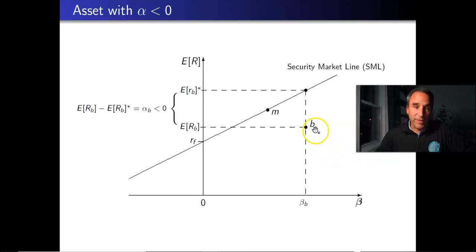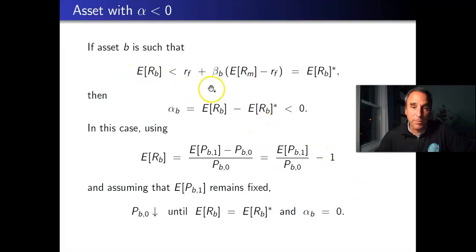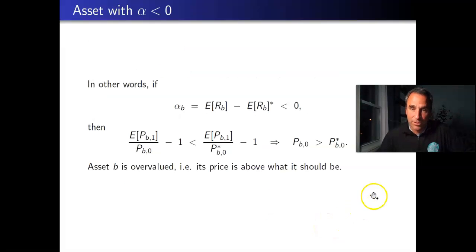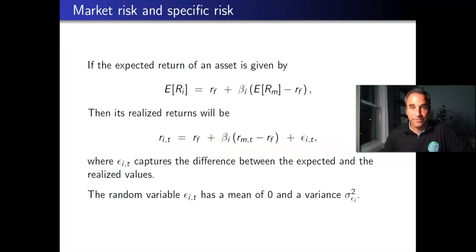If it's the opposite, if the alpha of an asset is below 0, what happens? That means its expected return is smaller than what it should be. So people will sell the asset. Selling the asset will reduce its price. Reducing the price will increase the return up to the point where alpha is equal to 0. So if alpha of B is smaller than 0, the asset is overvalued. People will sell it. The price will fall until the expected return is consistent with the security market line.